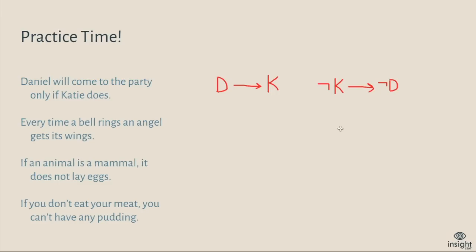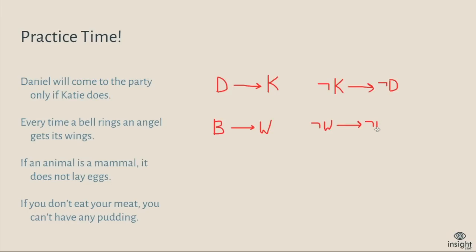Alright, here we go. Every time a bell rings, an angel gets its wings. This is just an if-then statement. If a bell rings, then an angel gets its wings. So we represent that. It's B for bell, W for wings. Every time a bell rings, an angel gets its wings. The contrapositive: if an angel is not getting its wings, well, there must have been no bell.